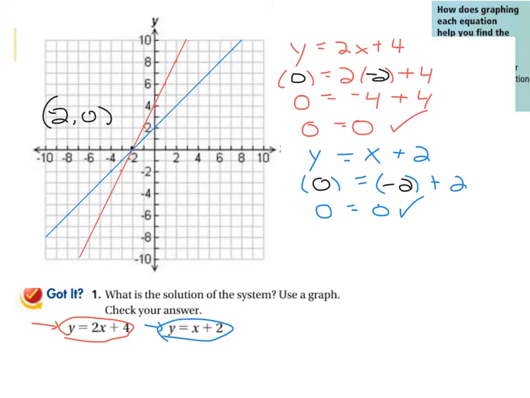So I take the two equations, the red equation, I plug in 0 for y, -2 for x, and it works out to be true. You see the check mark next to it indicating that, yep, that's a true statement. And I do it again with the blue equation, plug in 0 for y, -2 for x, also works out to be a true statement. That's how we solve it, by graphing, okay? You look for the point of intersection.